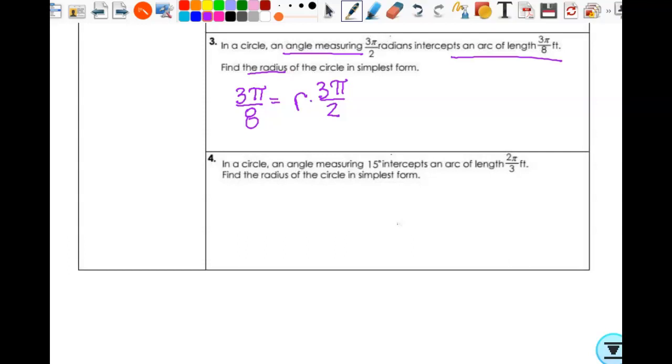Multiply by the reciprocal, right? So if I want to get rid of this, I can multiply both sides by 2 over 3 pi. Multiply this by 2 over 3 pi. So those cancel out. These 3 pi's cancel out. I'm left with 2/8. What's 2/8 reduced to? 1/4. And it was easier just to do it without worrying about the calculator.